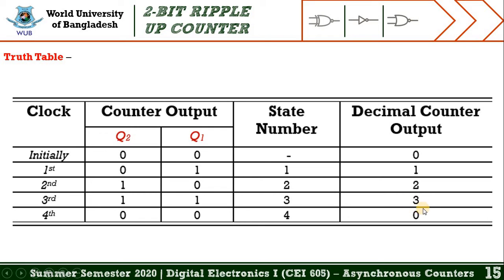So let's move into the next slide to explore another type of ripple counter, which is the 2-bit ripple down counter design.